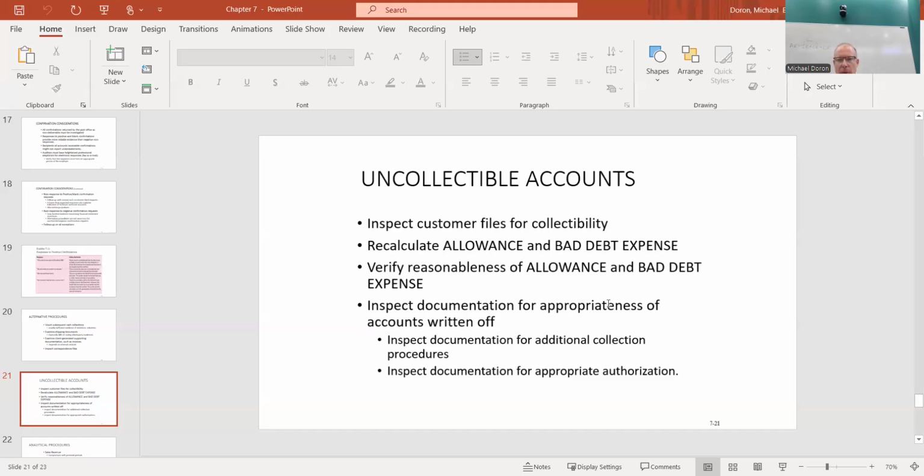Inspect documentation for appropriateness of accounts written off. Inspect documents for additional collection procedures and inspect documentation for appropriate authorization. So we mentioned this before. If you actually write off an account receivable, like we've determined this particular customer went bankrupt, they're not going to pay us, so we're writing it off. That should have been properly authorized. Not just anybody, not just the bookkeeper, can go ahead and do that. Someone is in charge with the responsibility to write that off. So check that all of the accounts receivable written off were done through proper procedures and properly authorized.